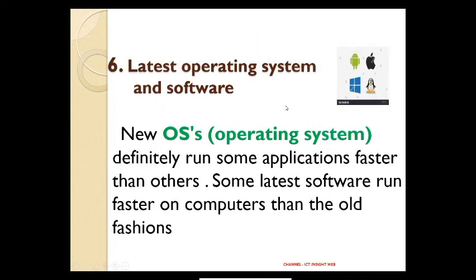The next one is the latest operating system and software. Some latest operating systems run some applications faster than the other operating systems. We cannot compare the speed of Windows 7 to that of Windows 10. One is faster than the other. Windows 10 is capable of running the most current applications, more than the older version, Windows 7.